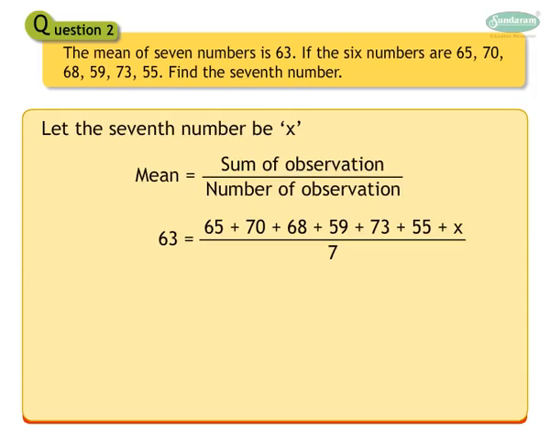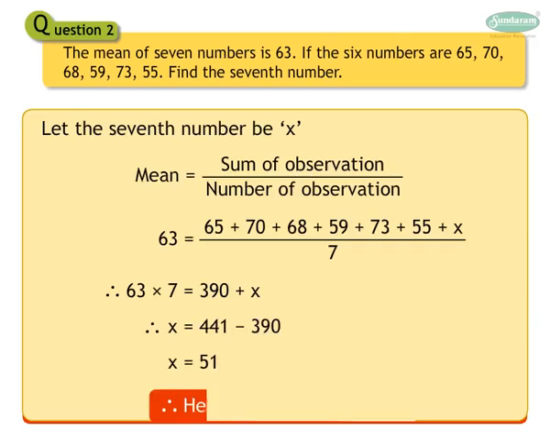We now solve the equation for x. Therefore, 63 into 7 is equal to 390 plus x. Therefore, x is equal to 441 minus 390. X is equal to 51. Hence, the 7th number is 51.